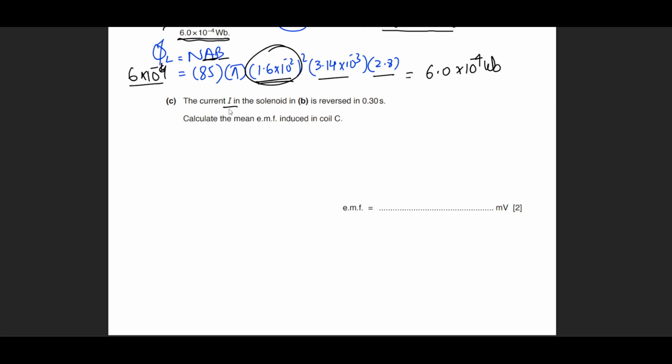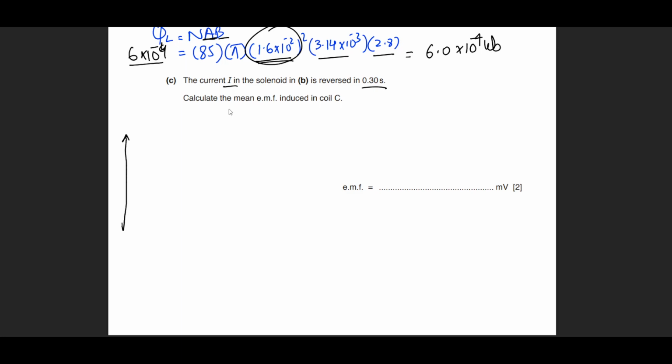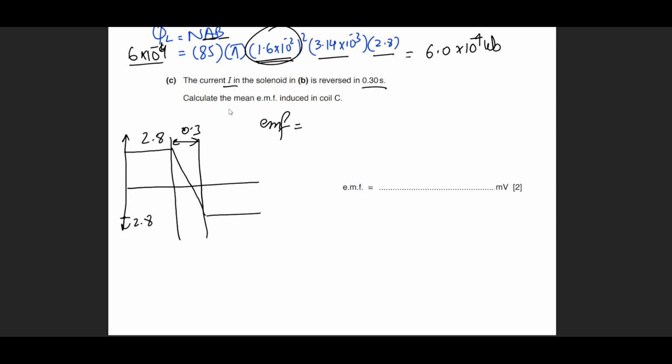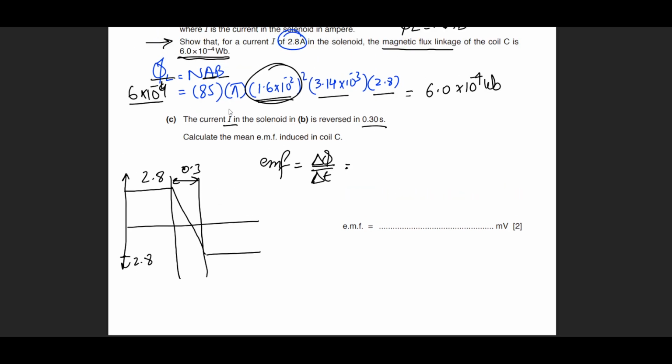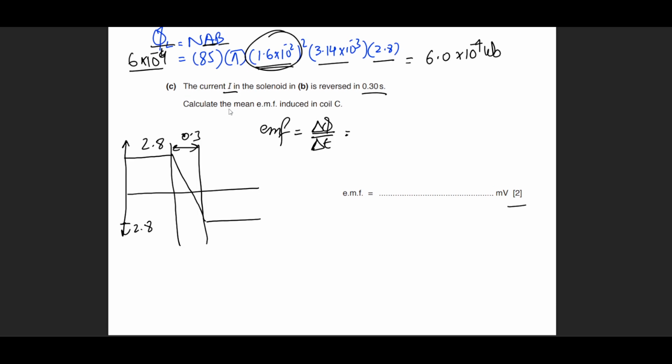It says the current is reversed and the solenoid is 0.3. What is the induced EMF? Now notice the meaning of reversed. It means that if the current is 2.8, it is now changed to negative 2.8 in a time of 0.3. When I write down the formula for induced EMF, I know that this is the rate of change of magnetic flux with respect to time. I have calculated the flux in the previous part. That is why this question is for 2 marks, because I don't need to do that again.